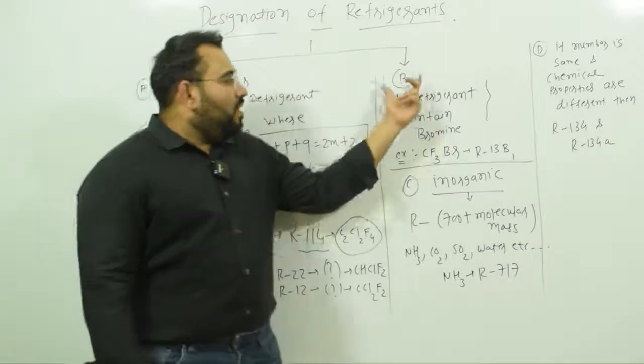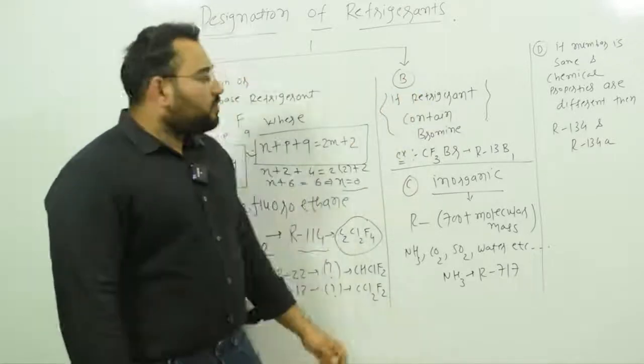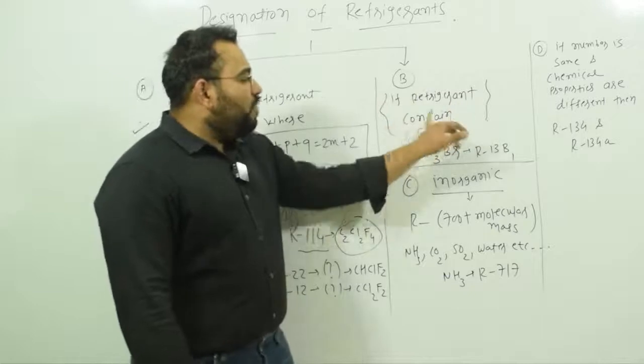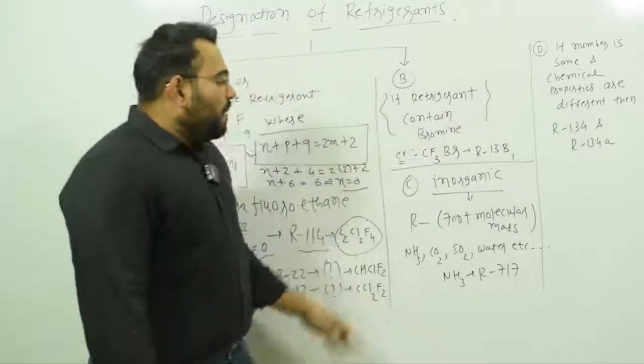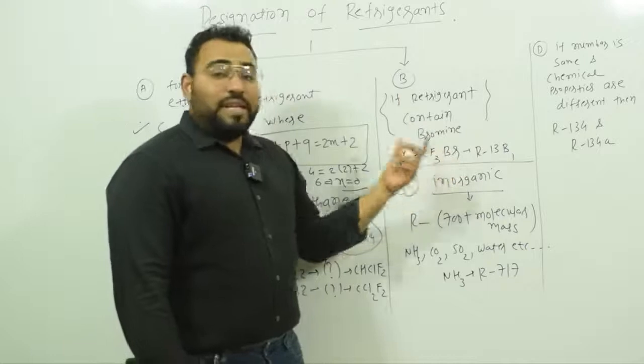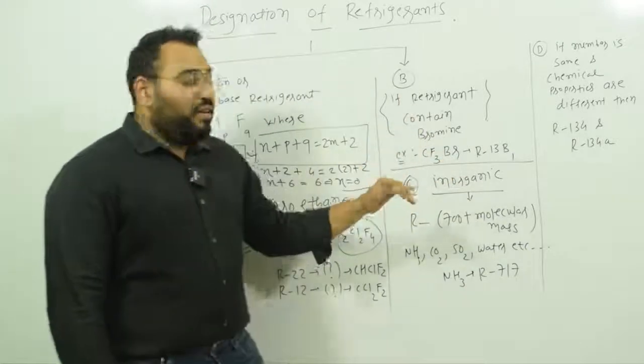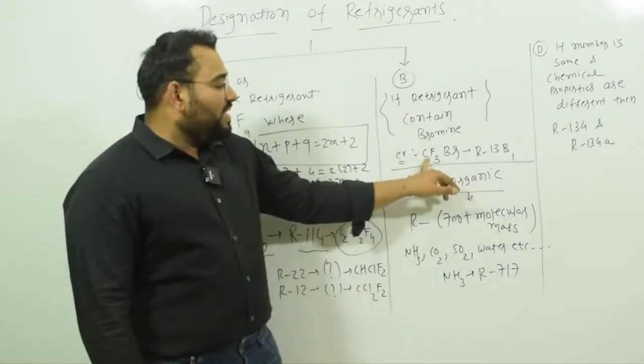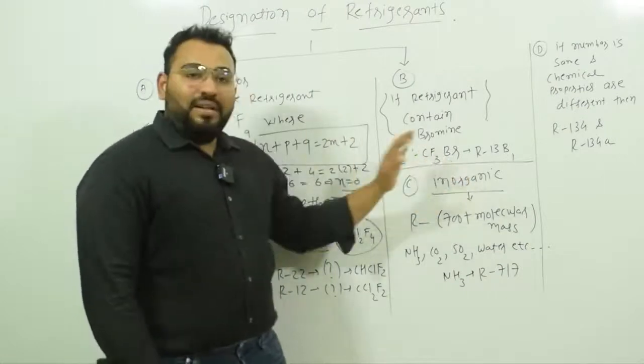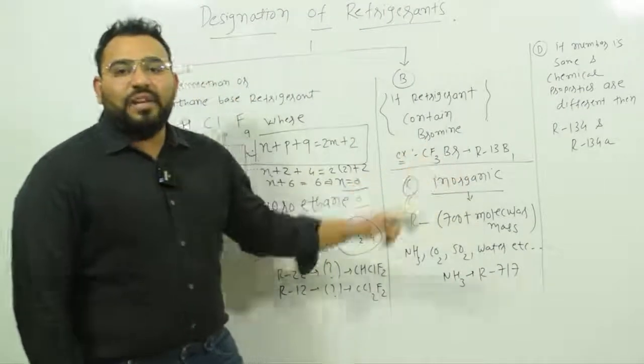Okay, now let's see part number B. If the refrigerant contains a bromine atom. So if the refrigerant contains a bromine atom, that means the equation is something like this. There is one refrigerant which contains a bromine atom. So the equation is like CF3Br. That means we can see that this refrigerant contains a bromine atom.